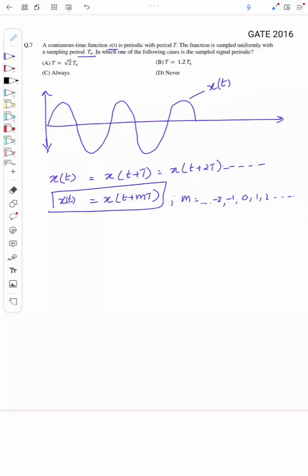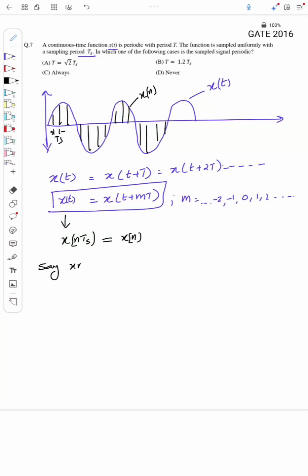Now, this is sampled at a sampling period of Ts. So let this be the sampled signal. I'll call it as x of n, right? It is sampled at a sampling period of Ts. So x of t is sampled, and it's actually given as x of nTs, or simply x of n, both are same. Now say x of n is shifted by some value capital N, which means I'll write it as x of n plus N, or x of nTs plus NTs, both are same, okay?